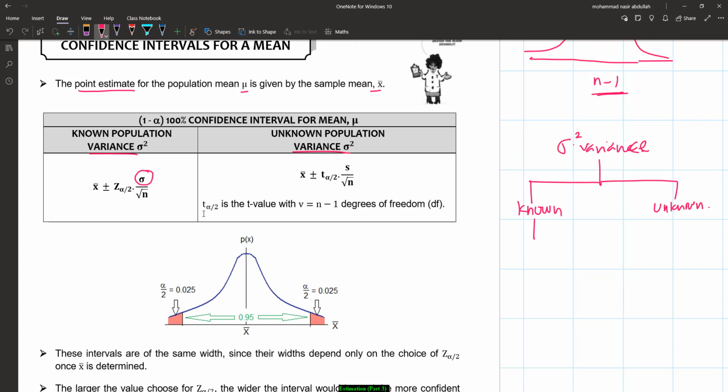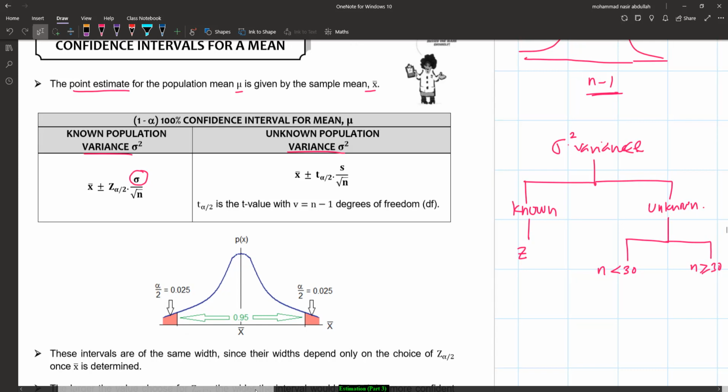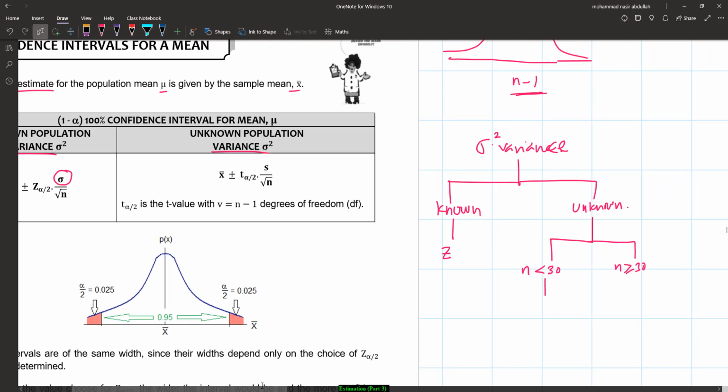If you know the population variance, then you will use the z distribution. If the population variance is unknown, we will look into two conditions: whether the sample size is less than 30 or more than or equal to 30. When the sample size is less than 30, we will use the t distribution. If the sample size is more than 30, we will use the z distribution. So this is a clearer diagram.